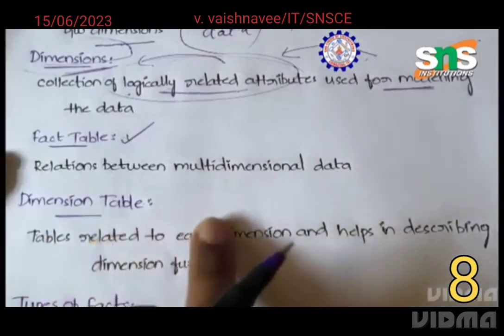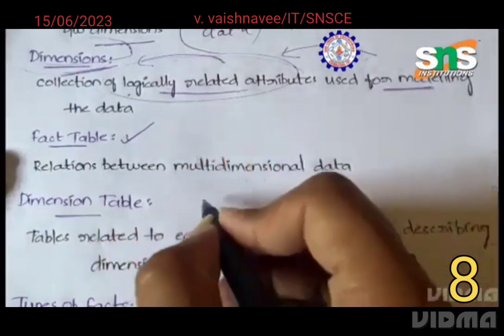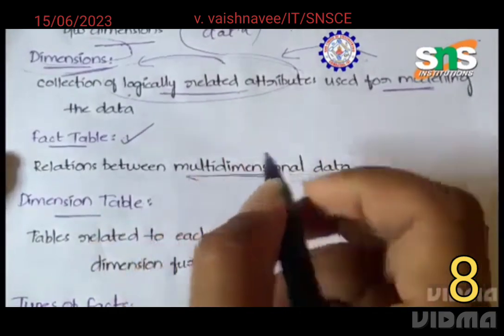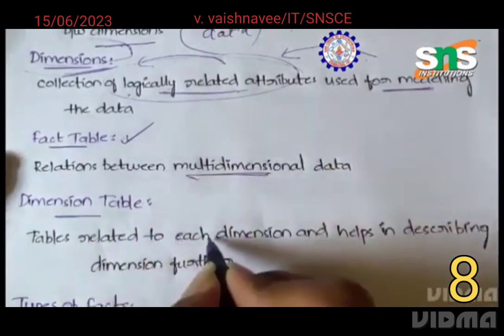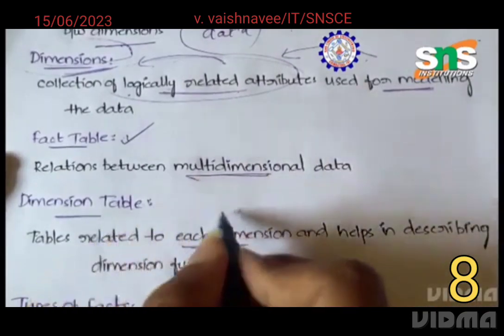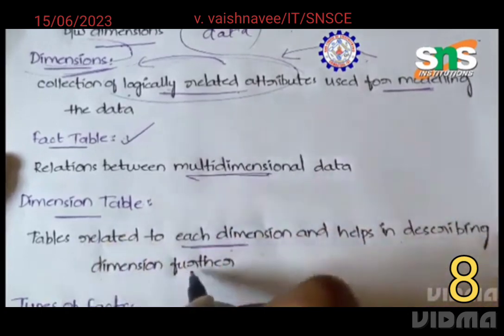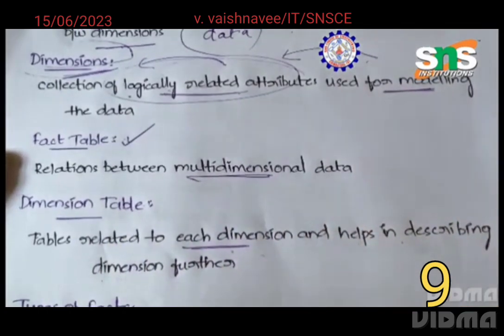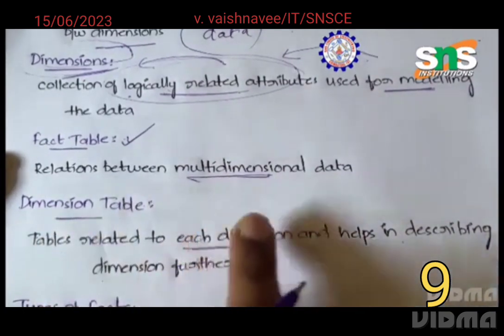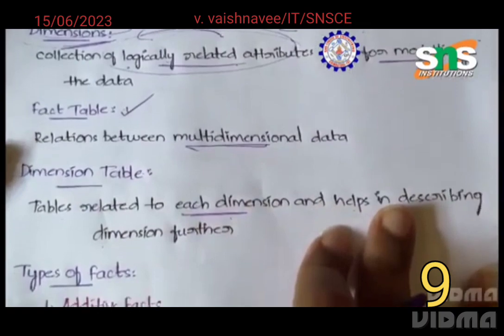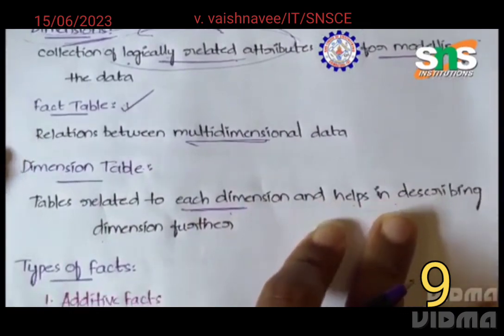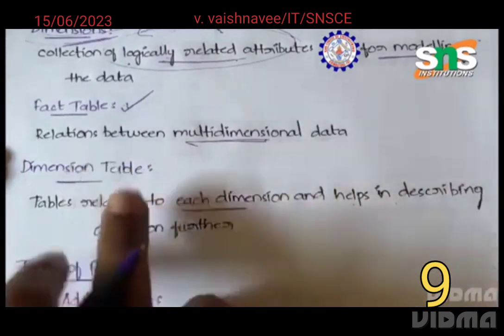See, tables related to each dimension. Again, I'm telling you, you'll have multi-dimensional data, which means more than one dimension. So for each dimension, you will construct a table, and that table will help you describe the dimension further. Any additional information you want to describe about that particular dimension, you can do with the help of the dimension table. Tables related to each dimension help you describe a dimension further. Got it? So that is about the dimension table.